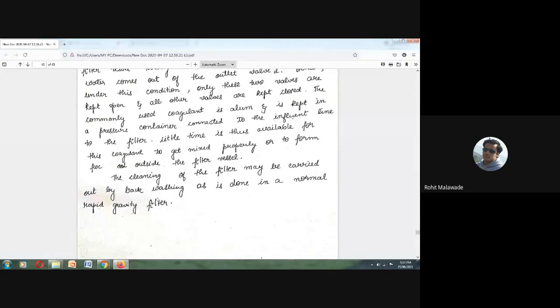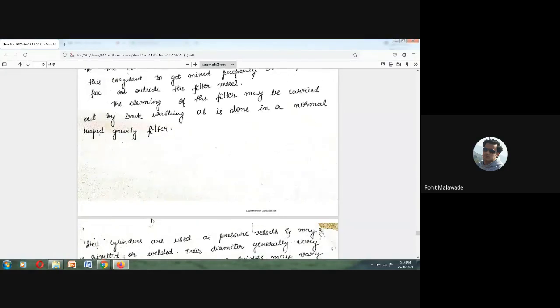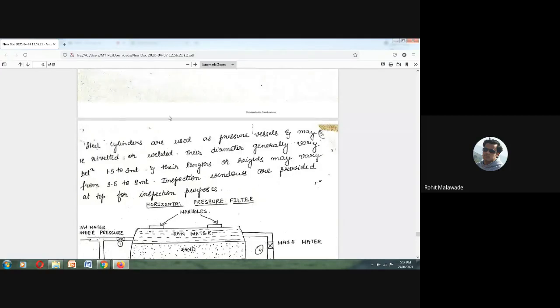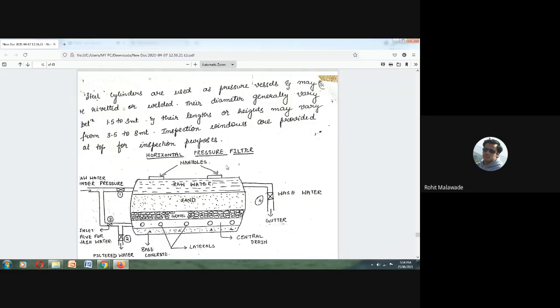The cleaning of the filter may be carried out by back washing, and that is the only method, which flows under rapid gravity. Normally pressure filters are circular in shape. The diameter is around 1.5 to 3 meters, and the lengths vary from 3.5 to 8 meters.